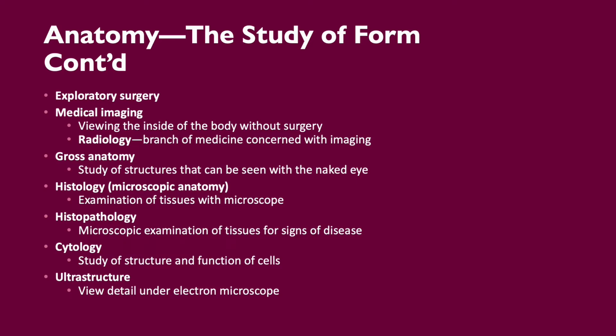Then there's gross anatomy, which is the study of structures that can be seen with the naked eye, meaning whatever you can see, that is what it is. Then there's histology, which is the examination of the tissues using a microscope. This is called microscopic anatomy. Then you have histopathology, which is you're using the microscope to study tissues for disease.